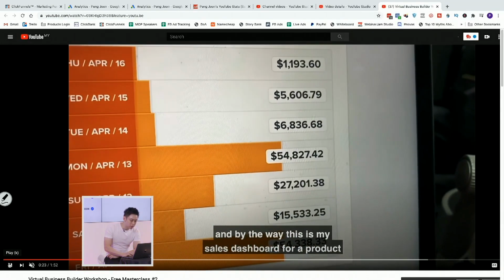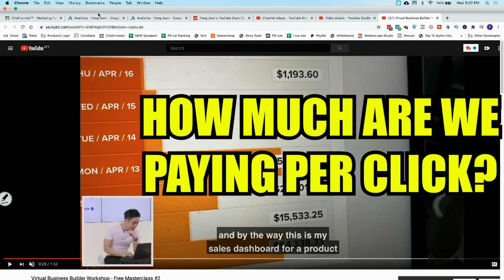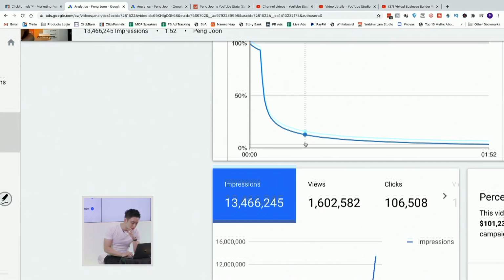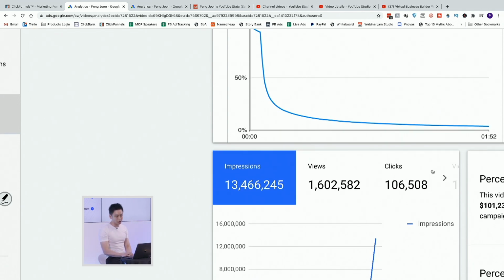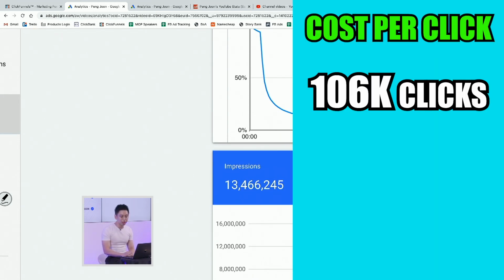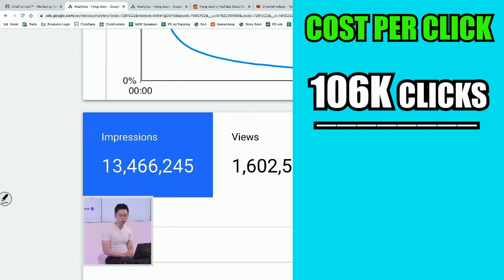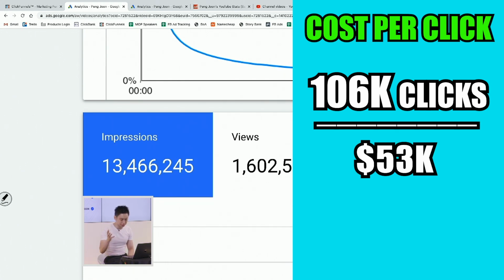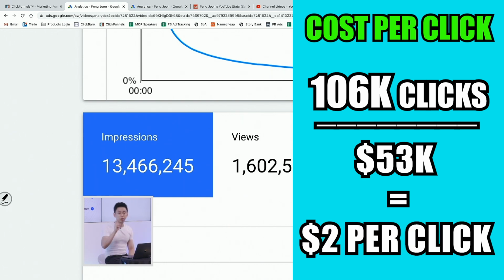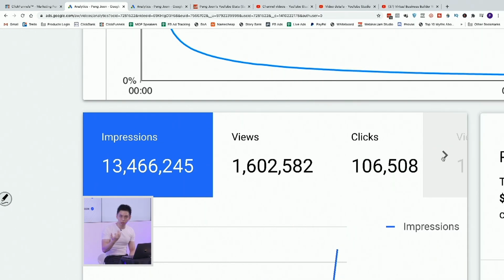So this ad right here, what we do with ads is, the first thing we must know is, out of the entire amount we spend, how much are we paying per click? Based on the numbers that YouTube is telling me, I got 106,000 clicks, of which was about $53,000, right? So roughly, I am paying approximately $2 per click. So the question is, is $2 a click worth it?